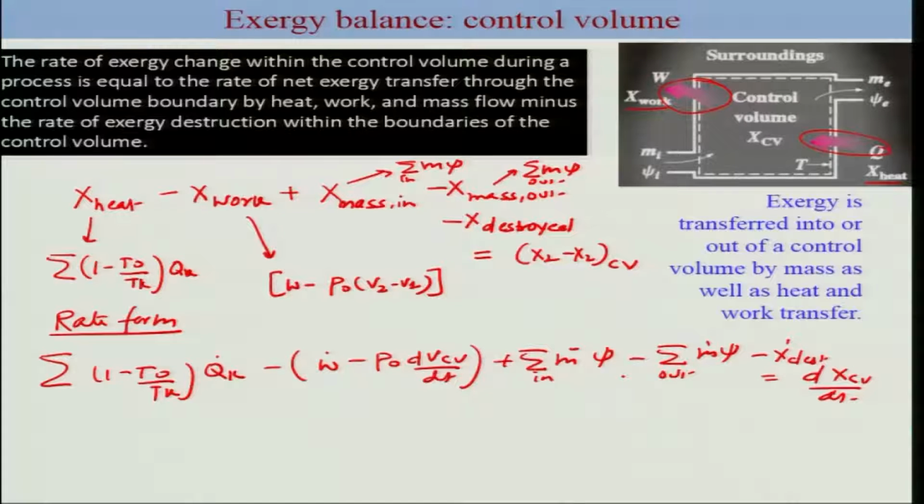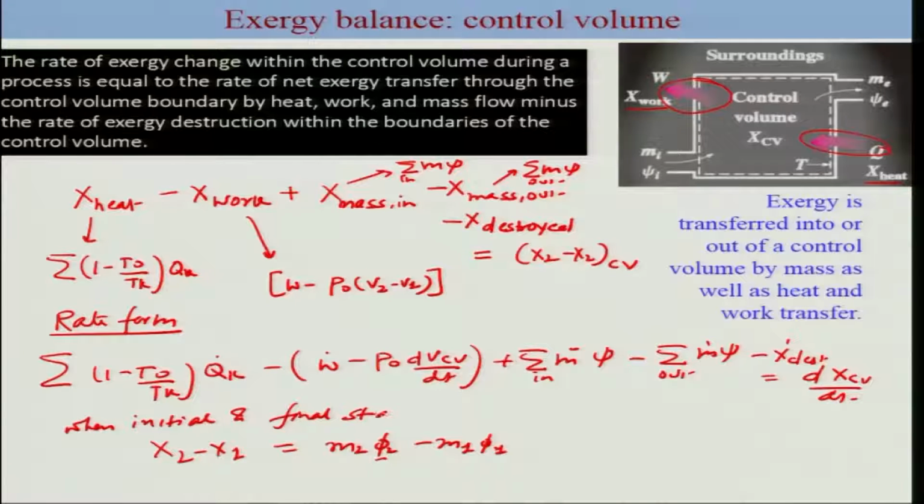In case your initial and final state of the control volume is specified, that means you know your X2 minus X1, then you can write this in terms of your m2 phi 2 minus m1 phi 1. Okay, so note that this phi is exergy of the non-flowing system. Okay, that is corresponding to your control volume. So this is when your initial and final state of the CV is specified.